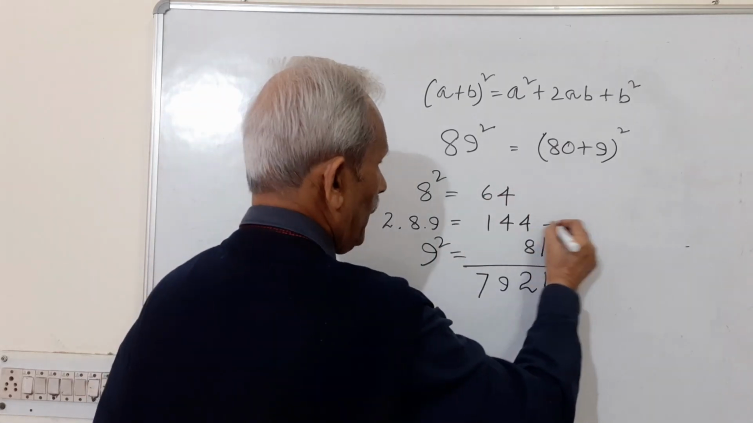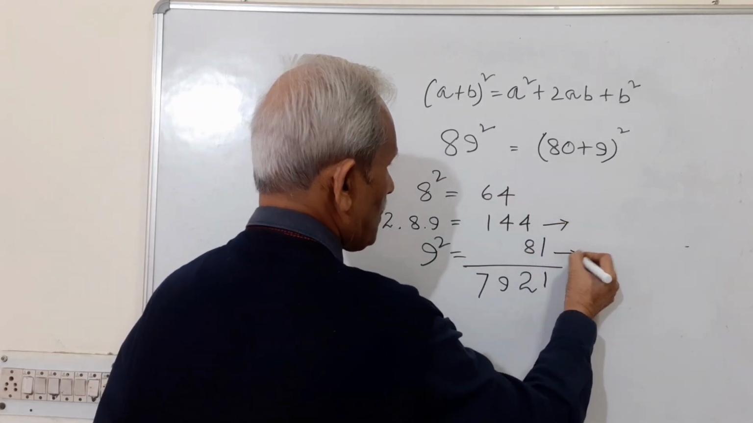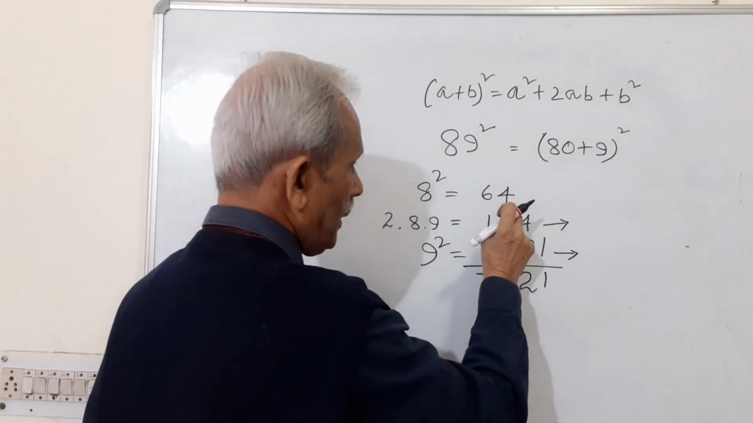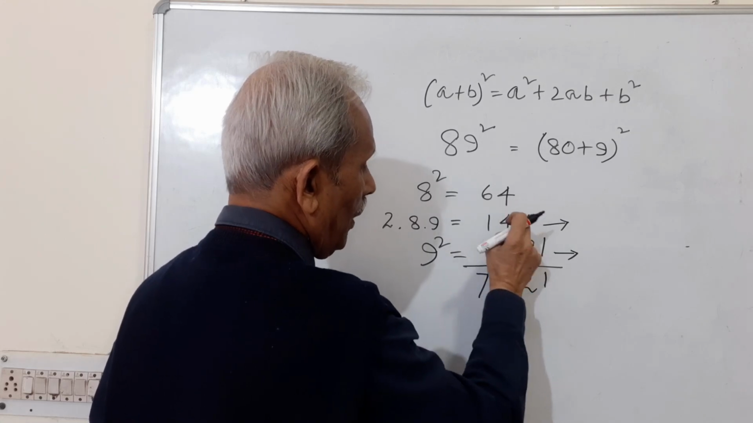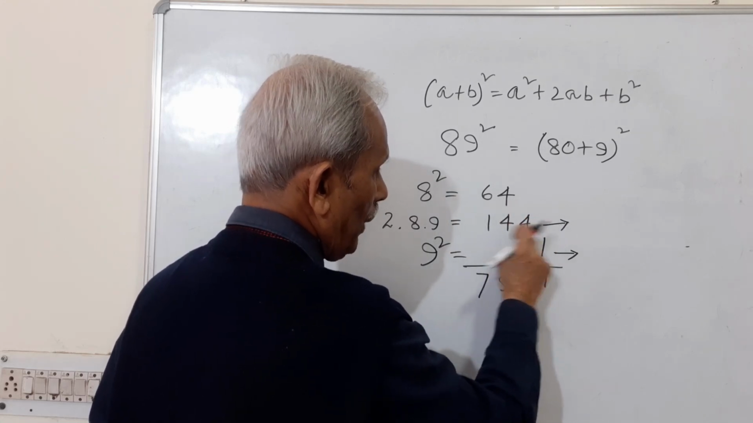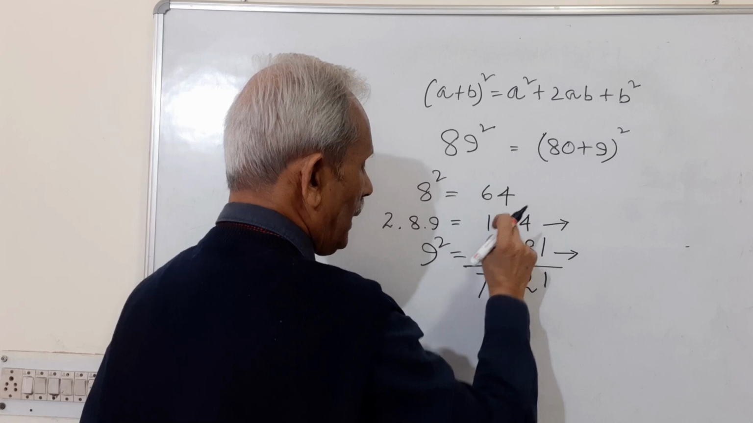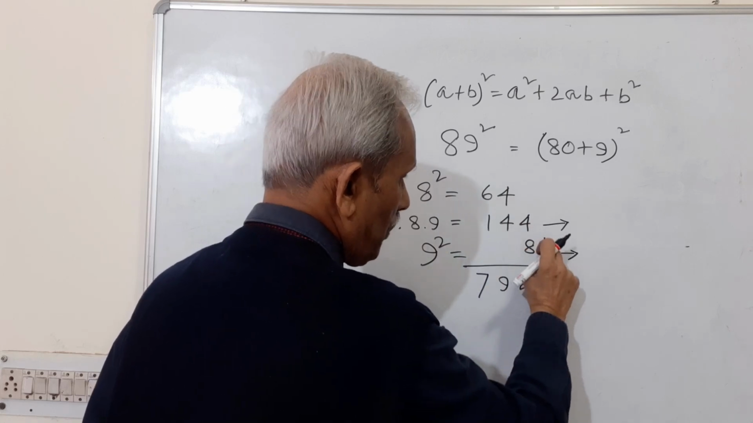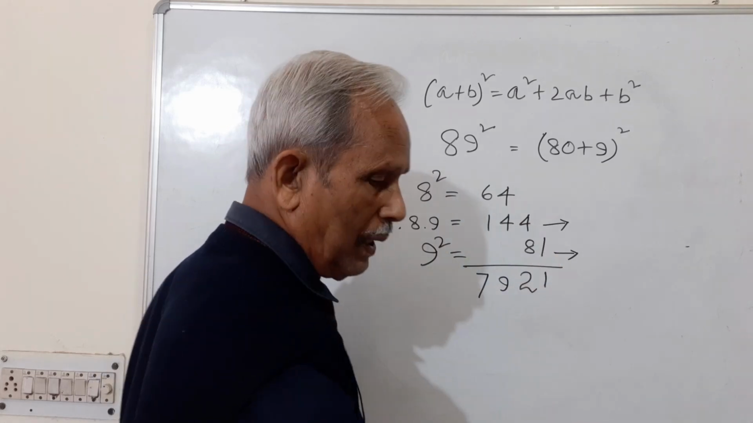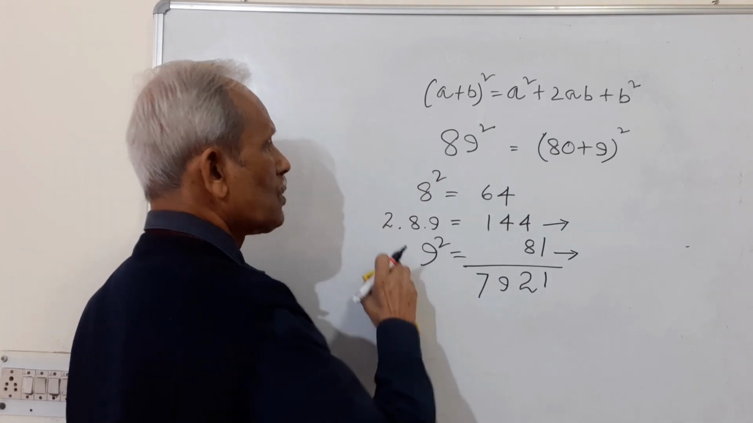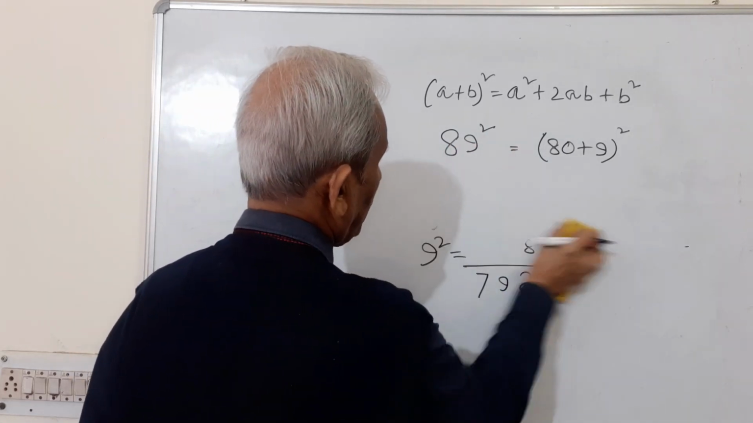I think you have followed it. Shifting by one space, shift by one space. Right? Instead of writing below this or below this, we are shifting by one space, writing 14. Here again 81, shift by one space, writing 81 like this, and you get the answer. It's very simple, 89 square.